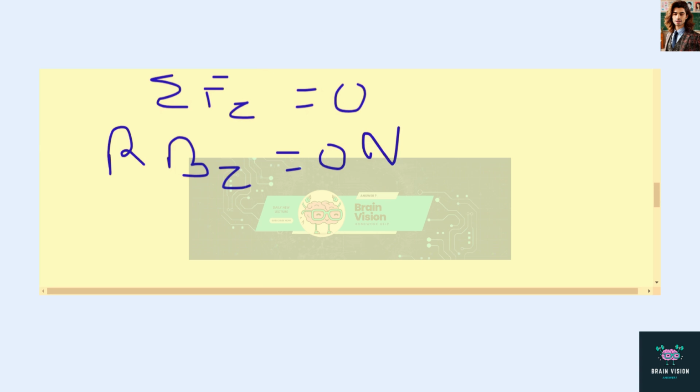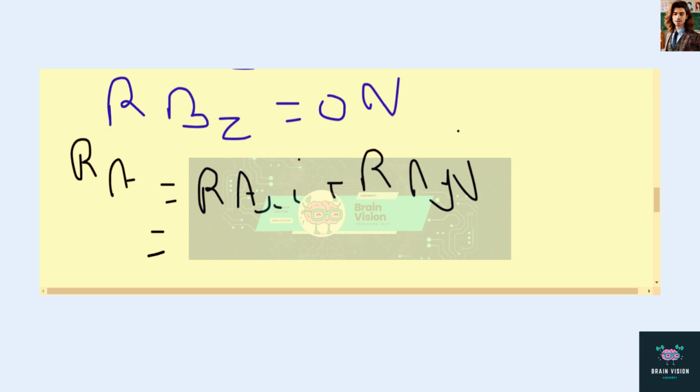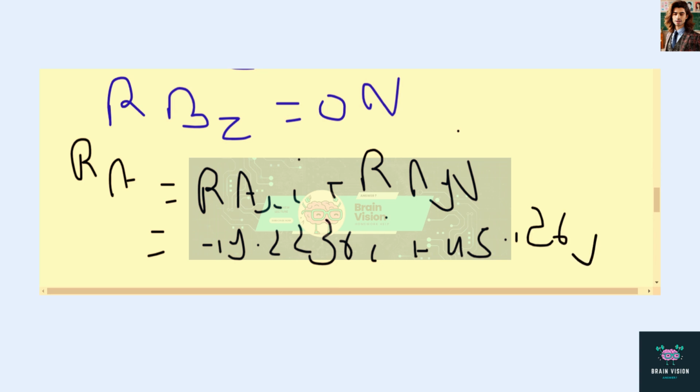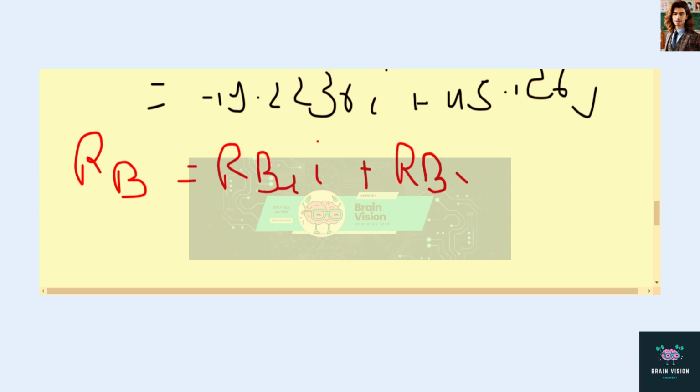Now also we know RA is equal to RAX I plus RAY J, which will be equivalent to minus 19.2236 I plus 45.126 J. And RB is equal to RBX I plus RBY J plus RBZ K, which leads to 49.05 J Newton.